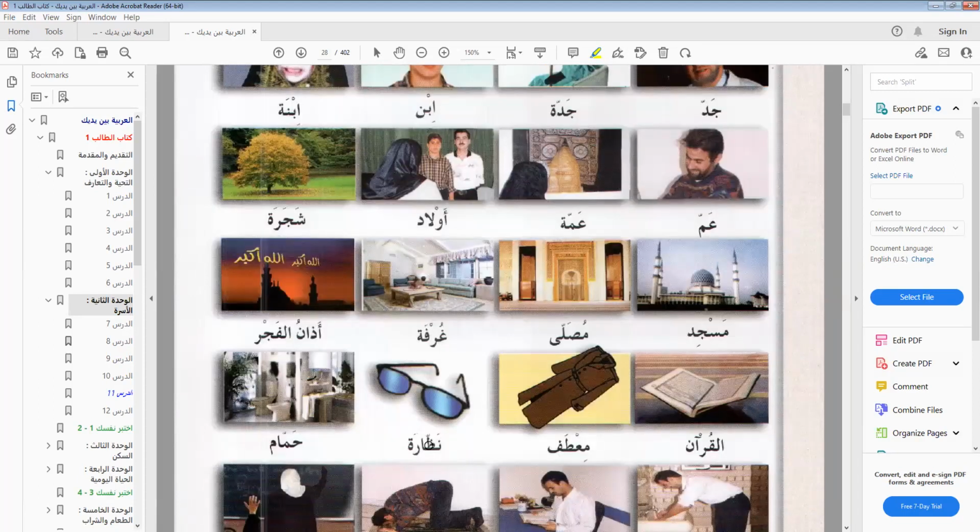Nadharatun with a shadda on the dha. Nadharatun, that is eyeglasses. So you have a new vocabulary. Mi'taf wa nadhara. If your husband or your wife uses glasses, you can play around with them and give them a nadhara. They will ask you what is nadhara and you teach them.